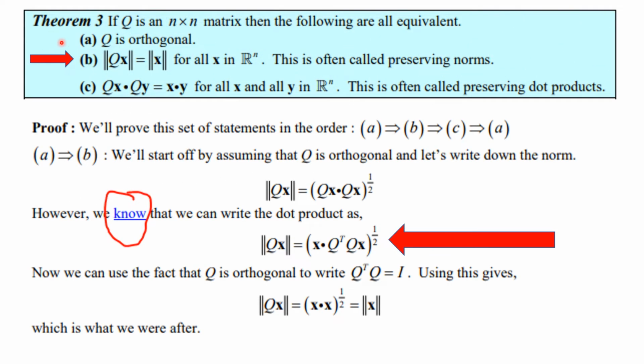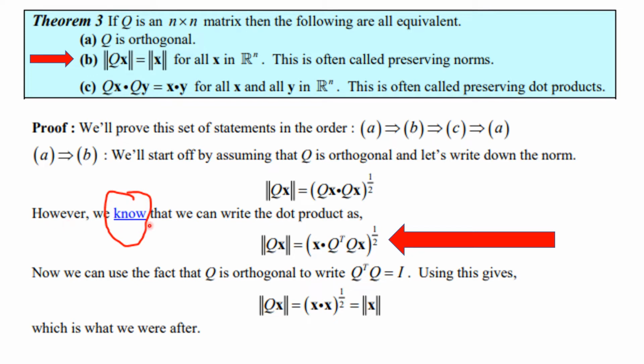So we were doing theorem 3 here, and we were showing that this is true. If you have an orthogonal matrix, it preserves lengths. That is, the norm of Qx is the same as the norm of x for all x in Rn, so it's norm preserving. The proof was going like this, and this is the step that caused some challenges.